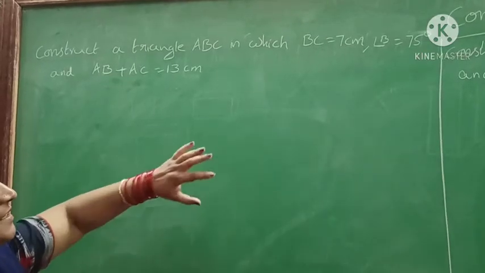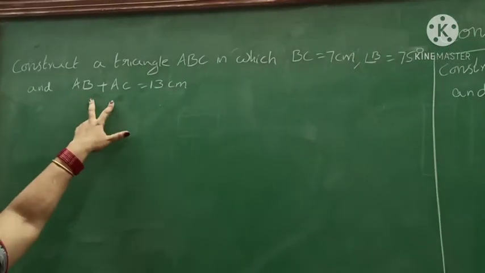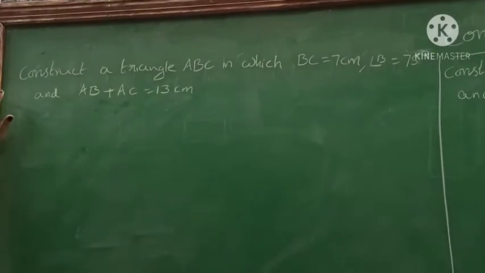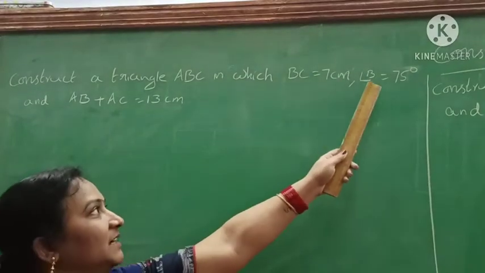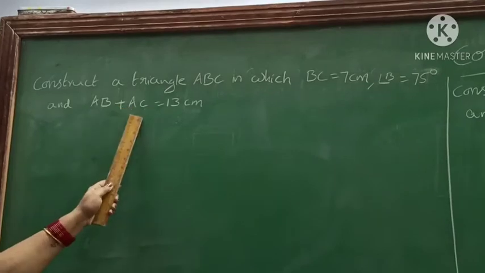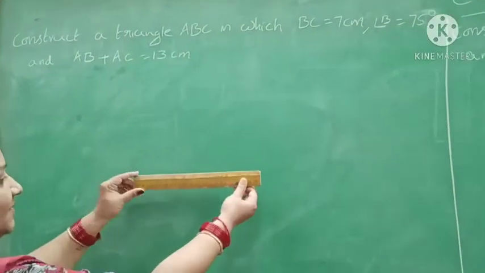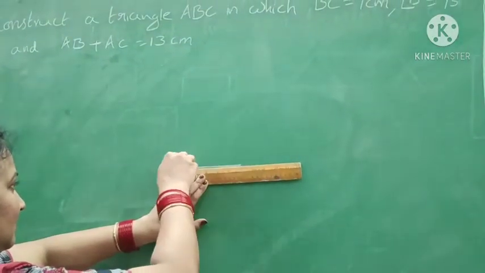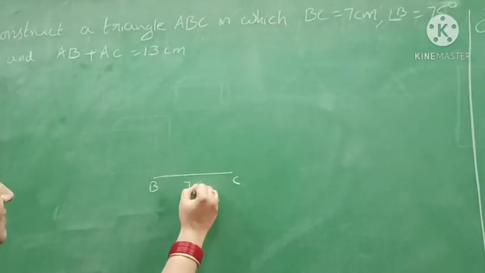Hello children, in this chapter, constructions, we are going to learn how to construct a triangle when the sum of two sides is given. The question is as follows: construct a triangle ABC in which BC equal to 7 centimeters, angle B equal to 75 degrees, and sum of two sides, that is AB plus AC, is equal to 13 centimeters. For this one, let us draw 7 centimeters. Now BC is 7 centimeters.